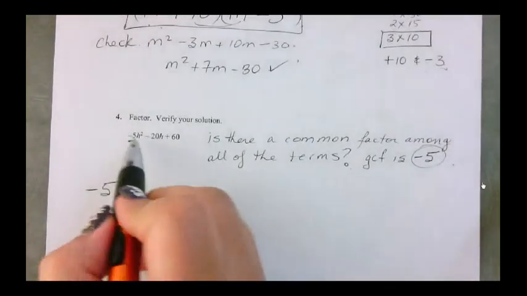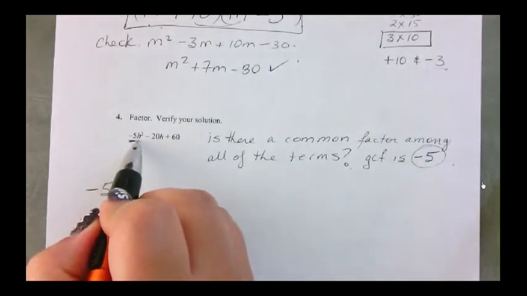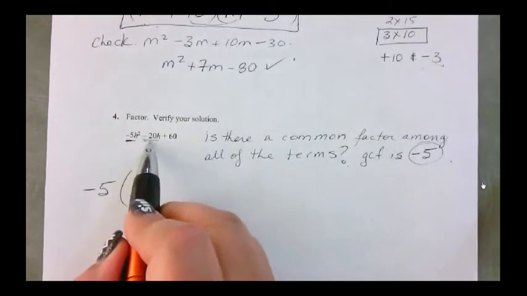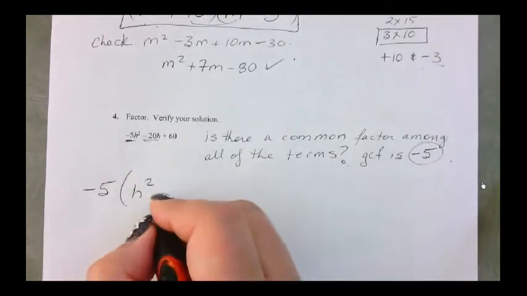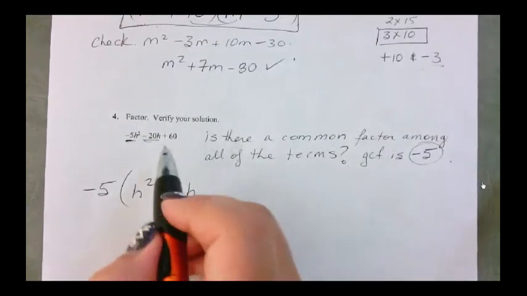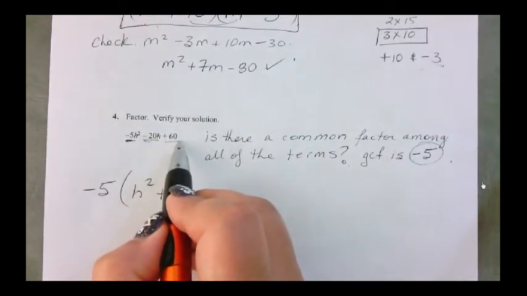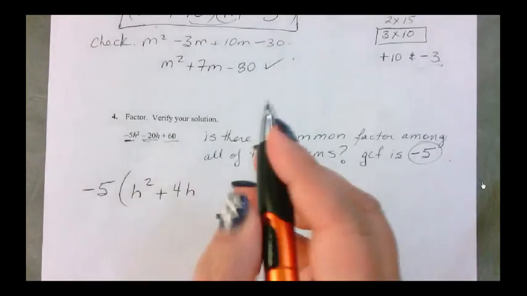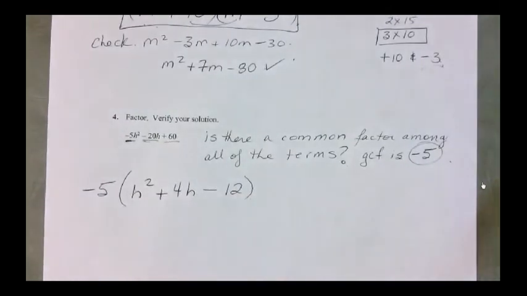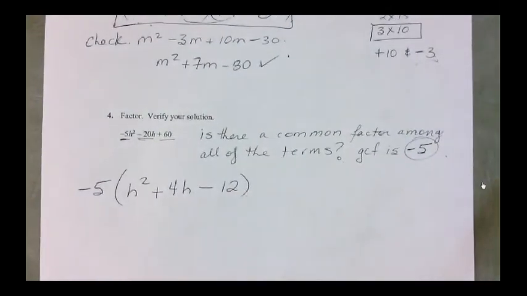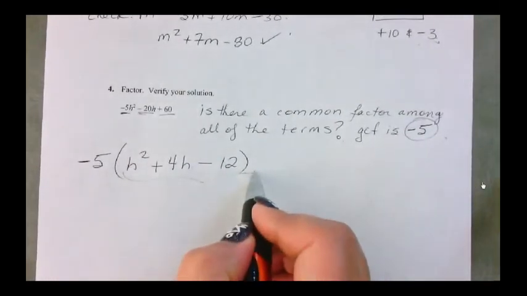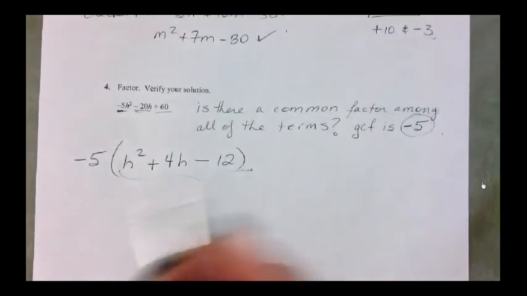So if I take -5 and divide it by this term here, what am I left with? H squared. If I take a -5, divide it with this term, what am I left with? Positive 4H. And if I take a -5 and I divide it out of here, out of the 60, what do I get? -12. Okay. Now I've taken the common factor out. Now what I have to do is I have to factor this trinomial. Okay, so this is a two-step question.